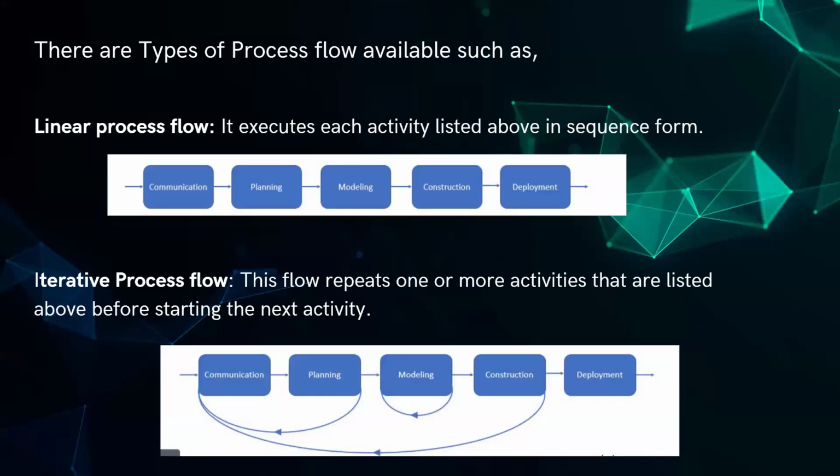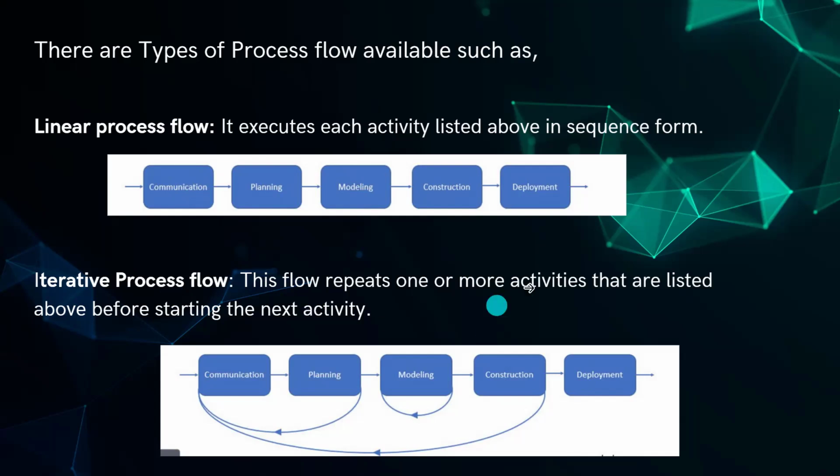There are types of process models, process flows. There are four types. Let's see the first one, linear process flow. It executes each activity listed in sequence form, which is first communication, next planning, the next is modeling, and then construction, and then deployment. It is in a linear form, that's why it is called a linear process flow. The next is iterative process flow.